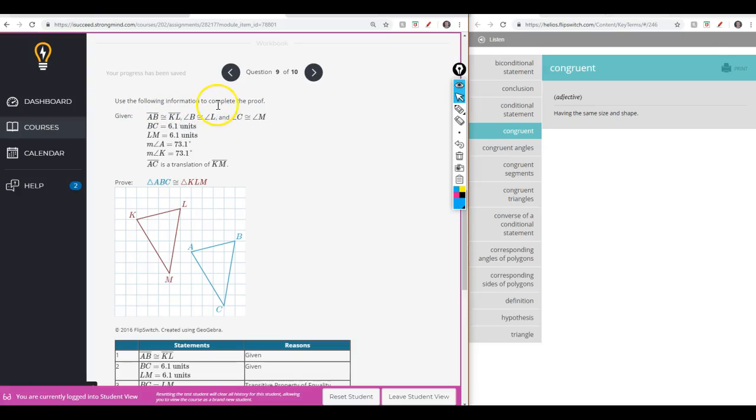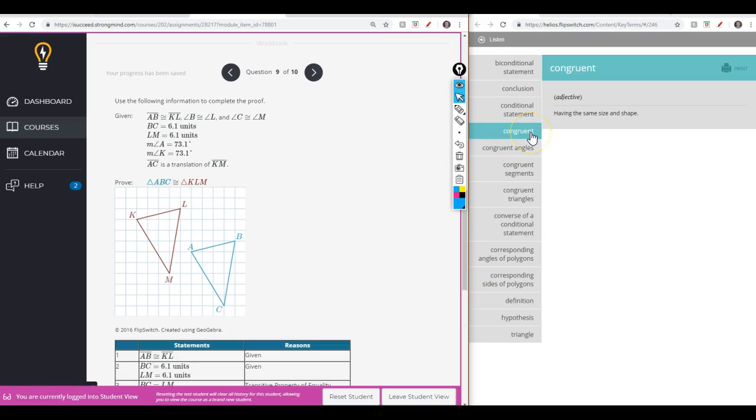Okay, use the following information to complete the proof. Segment AB is congruent to segment KL, angle B is congruent to angle L, and angle C is congruent to angle M. The distance of BC is equal to 6.1 units. The distance of LM is equal to 6.1 units. The measure of angle A is equal to 73.1 degrees, and the measure of angle K is equal to 73.1 degrees. Segment AC is a translation of segment KM. Prove that triangle ABC is congruent to triangle KLM.